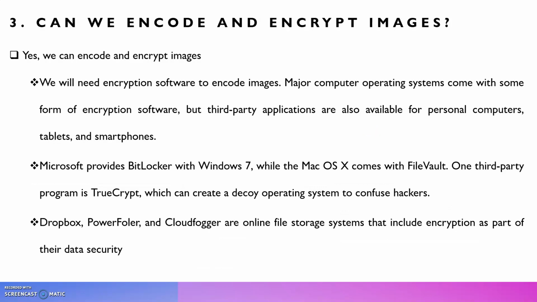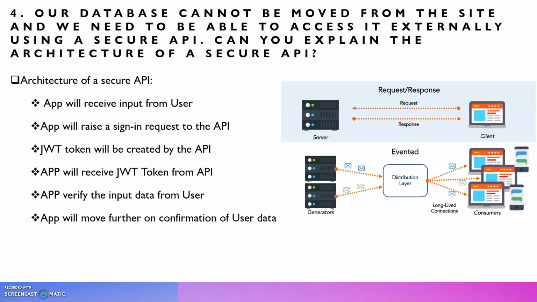Then the third question is: can we encode and encrypt images? Yes, of course we can. We will need encryption software for that. There are software providers in the market, like Microsoft, which provides BitLocker with Windows, as well as Mac, which provides FileVault. A third-party program is TrueCrypt, which also creates a decoy operating system to confuse hackers. Dropbox, PowerFolder, and CloudFogger are online file storage systems that include encryption as part of their data security.